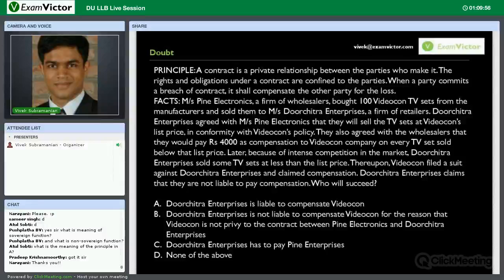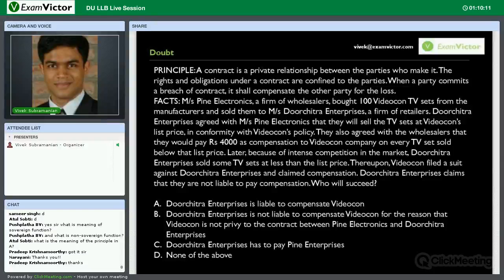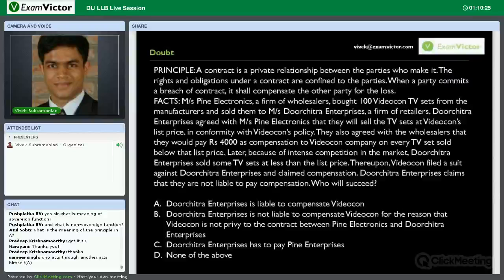Then the next principle. A contract is a private relationship between the parties who make it. The rights and obligations under a contract are confined to the parties. When a party commits a breach of contract, it shall compensate the other party for the loss. So the principle says that whenever there is a breach of the contract, then the party who commits the breach will compensate the other party. And the word used is compensation, as you might have noticed.